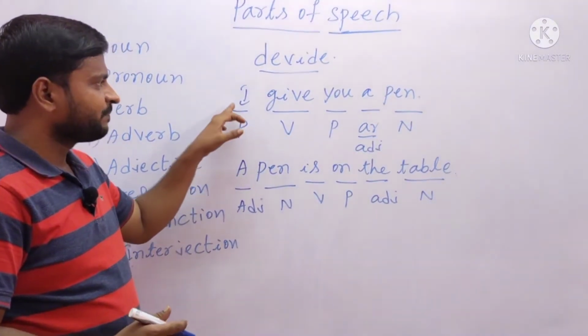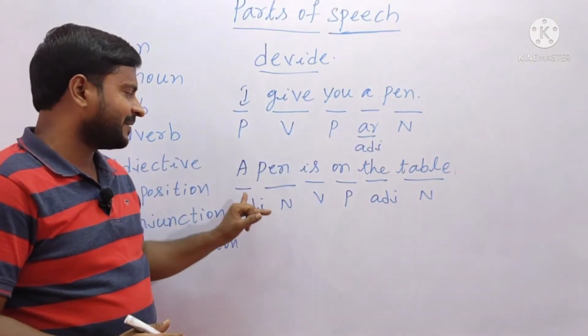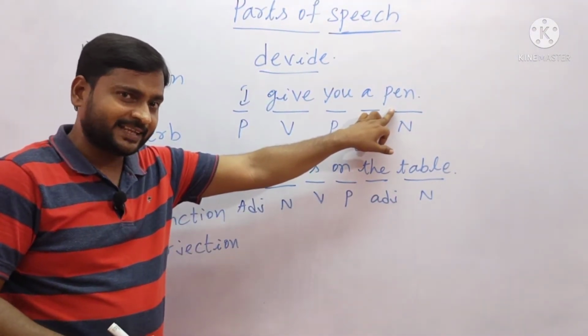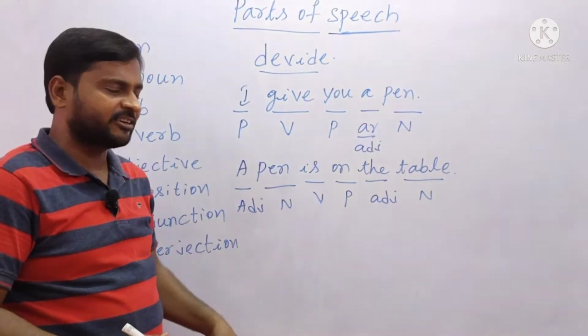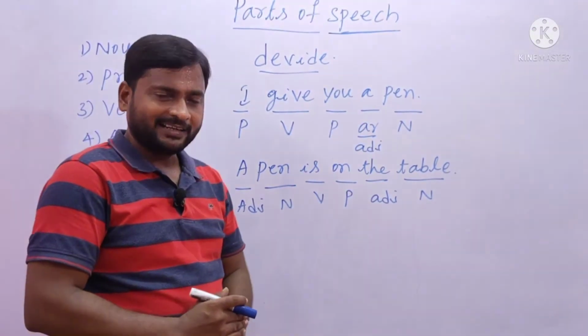Here you see, I give you a pen. Now you take the same noun as a subject. In this case, it will be an object. The same object, it will be as a subject. A pen is on the table.